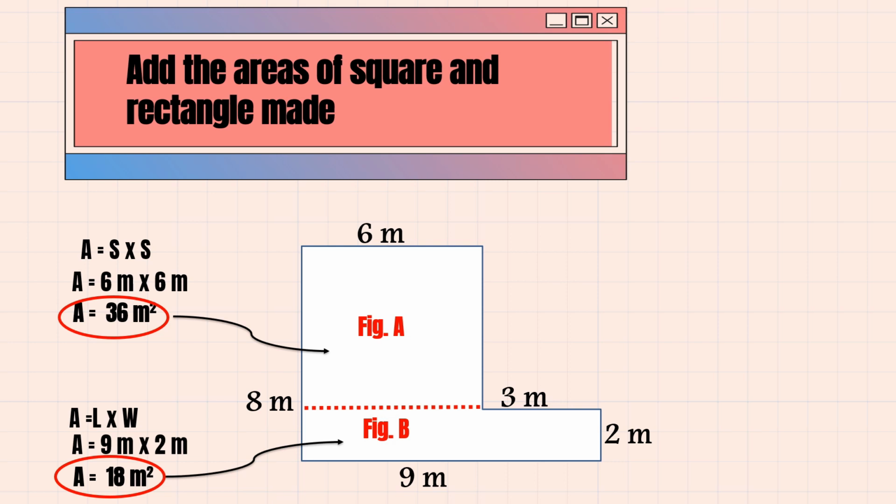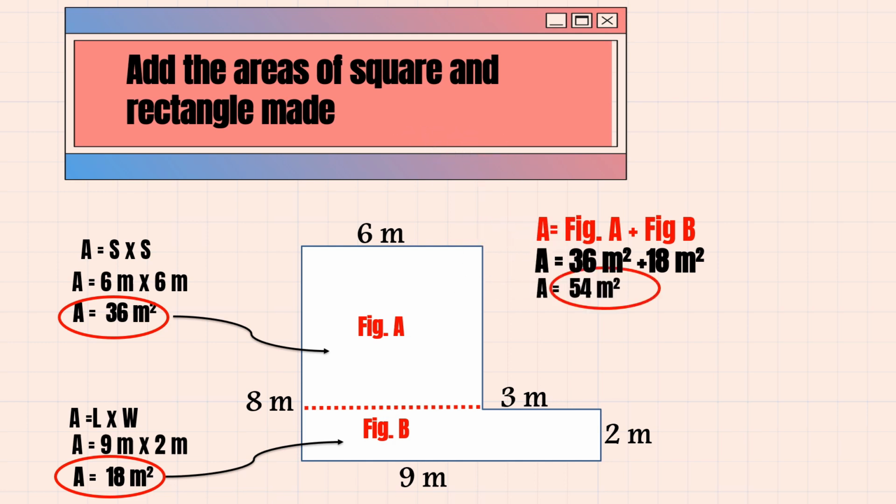You're going to add now the areas of the square and rectangle made. So what are you going to do? The total area of this irregular figure is equal to figure A plus figure B. Figure A here is equal to 36 square meters plus the area of figure B, which is equal to 18 square meters. If you put that together, 36 plus 18 is equal to 54 square meters. So this is the total area of this irregular figure.